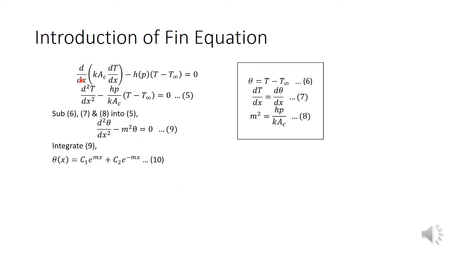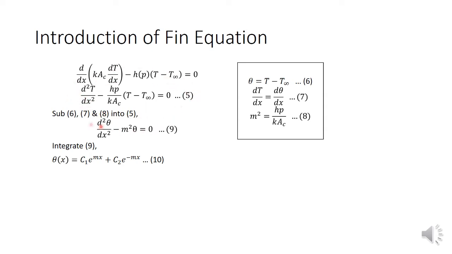We get d/dx of (kA dT/dx) minus hP (T minus T infinity) equals 0. Because k is constant, we can bring it forward. We divide by kA, so we get equation 5.